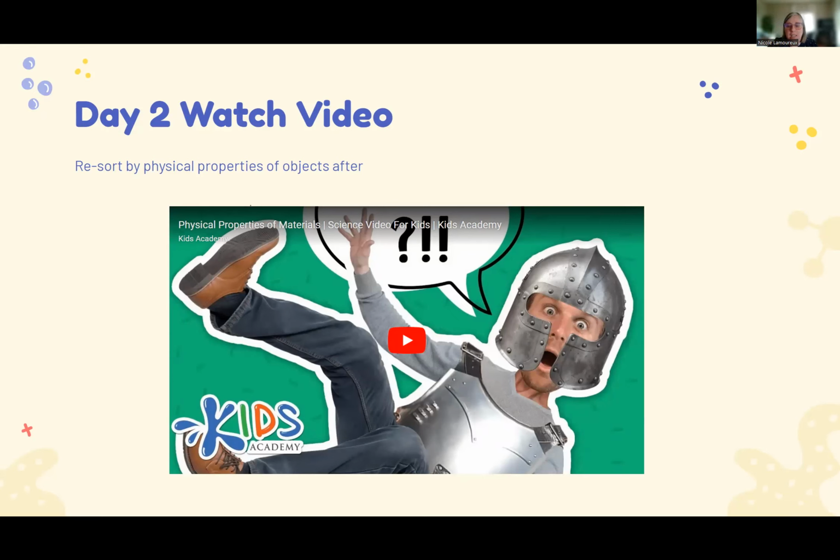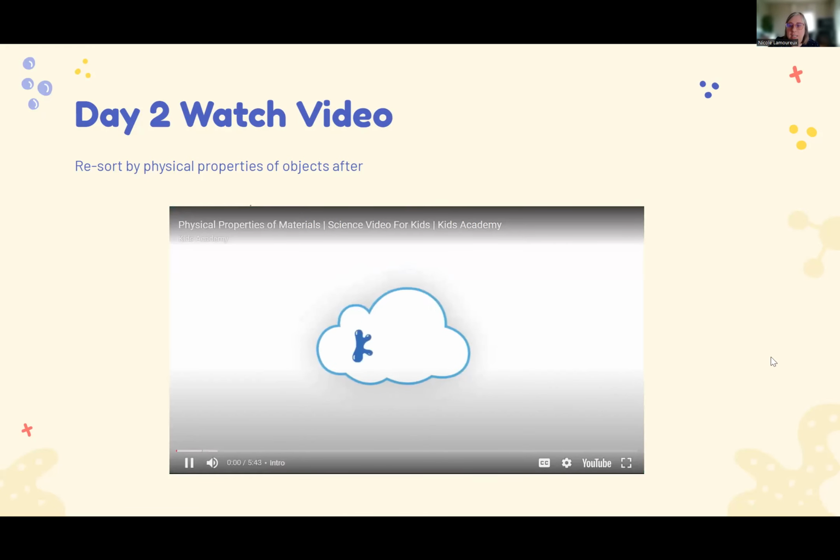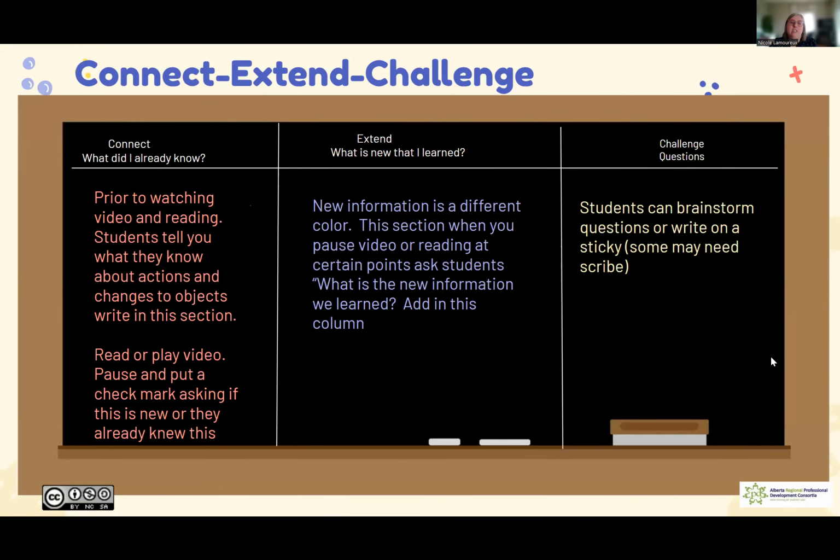How are they thinking? This is where the thinking routine comes in: connect, extend, challenge. And I've used this in grade 1, grade 2 and 3, and all the way up to grade 6. So how I do it with younger kids who haven't done it before is I say, okay, we've been working a lot with properties of materials. I'm going to show you a video, but tell me first, what do you know already?